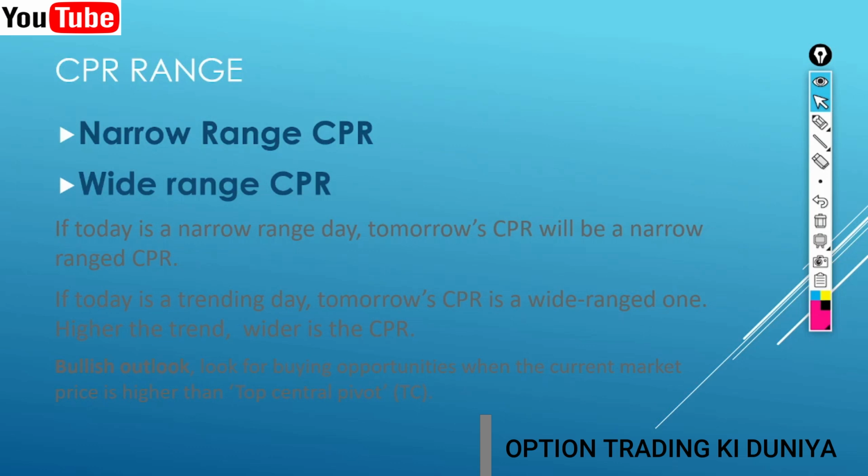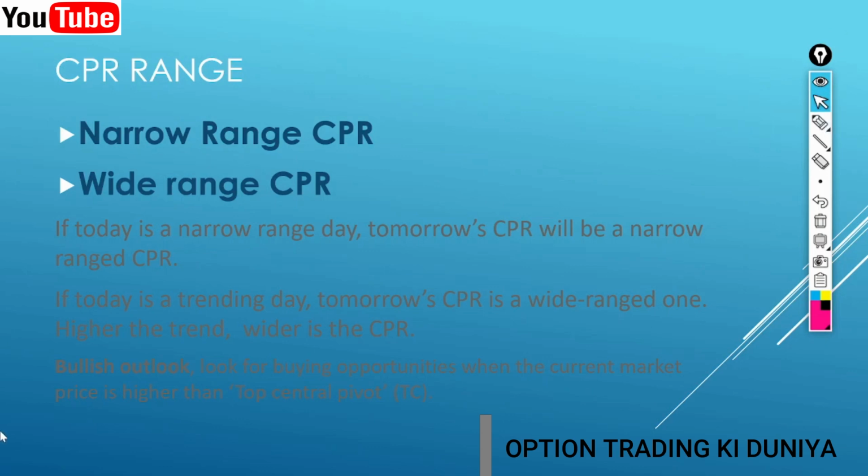Further, if you are seeing a bullish outlook, bullish meaning upward trending, look for buying opportunities when the current market price is higher than the top central pivot. This I will explain to you. Whenever on a trending day, you look for opportunities when the candle makes a closing above the top central pivot. In pivot we have got bottom central and top central. If the market index or the stock is breaking out, so the candle is breaking out and forming the next candle above the top central pivot, then you have a bullish outlook, so you can start buying at that particular point of time.